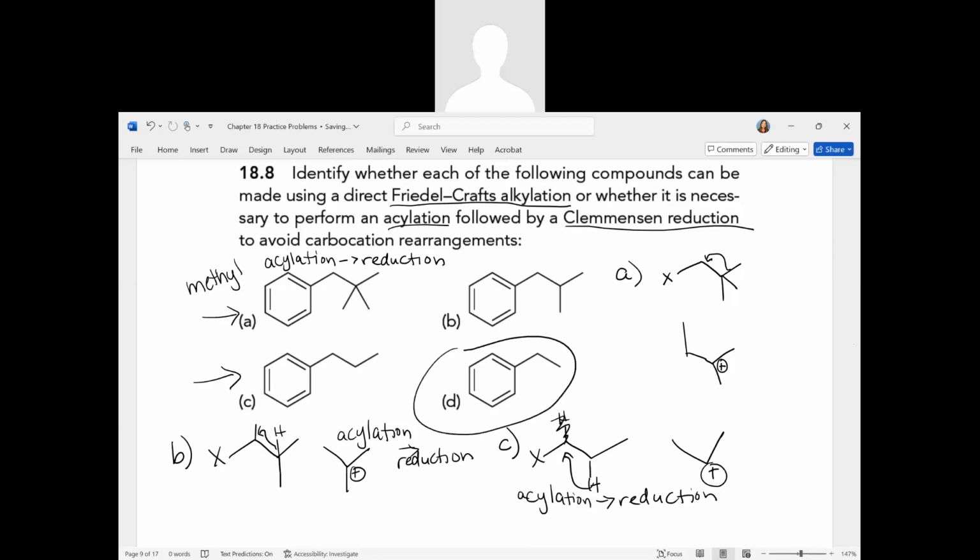Lastly, with part D, we can do a direct alkylation. In this scenario here, we can do that direct Friedel-Crafts alkylation because we do not generate a carbocation intermediate that could be stabilized through rearrangement.